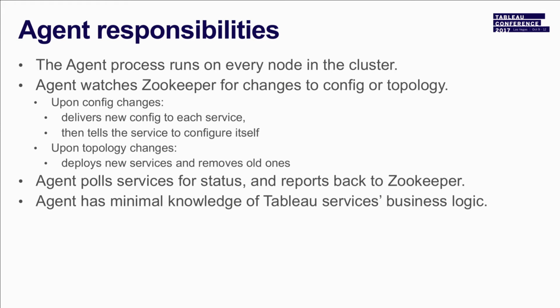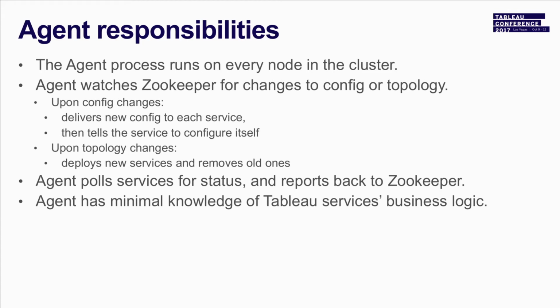So when the config changes, we will deliver the new config file and then tell every service to configure itself. Upon topology changes, we'll deploy any new services and remove any ones that have been updated. The other thing that agent does is status reporting. So because it's running on every node in the cluster, it can ask all the local services, are you running, ping everything, and then report that back. So we get central status reporting for the status page.